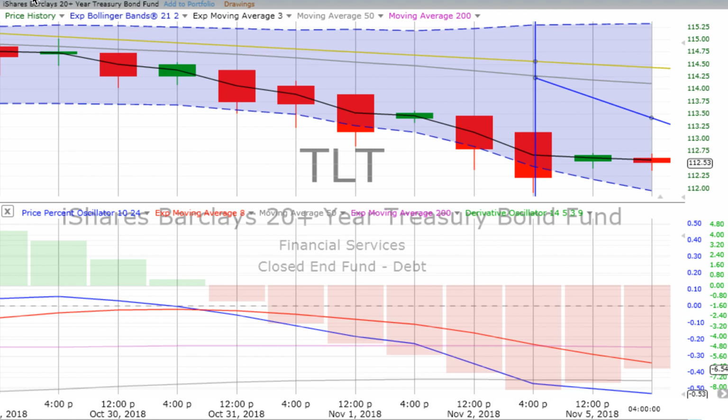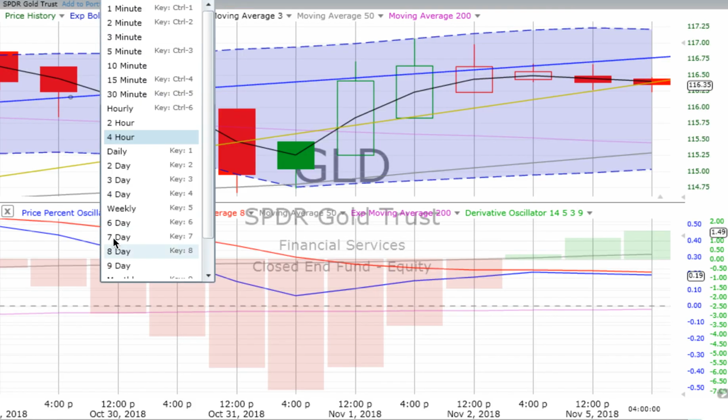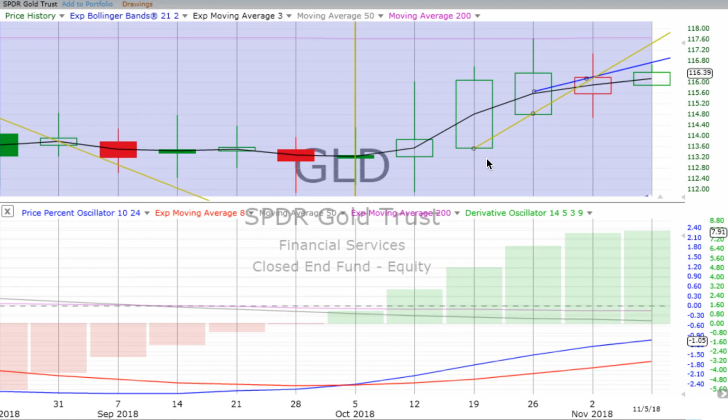So lastly, we will now go to gold. And we will go back to that weekly chart. What do we see going on with gold? Gold is starting the week off, actually down 0.23%, but it's forming a green open box candle. Derivative oscillators gaining upward momentum. Price percent oscillator still heading up, not as strongly as it had been the prior week.